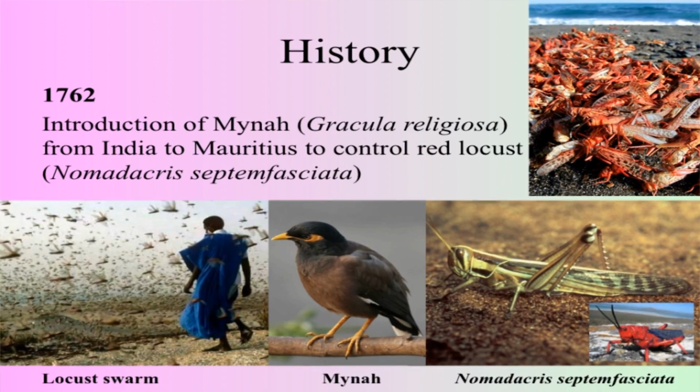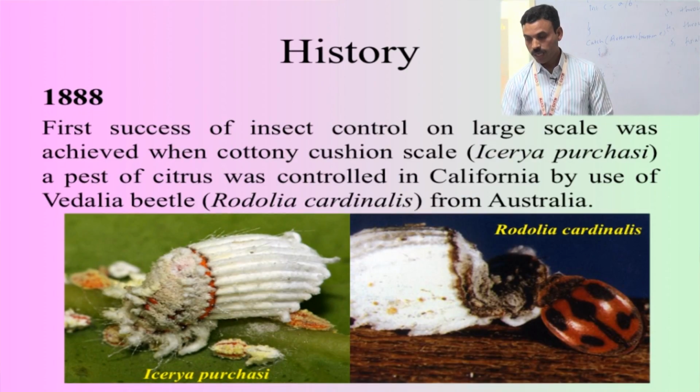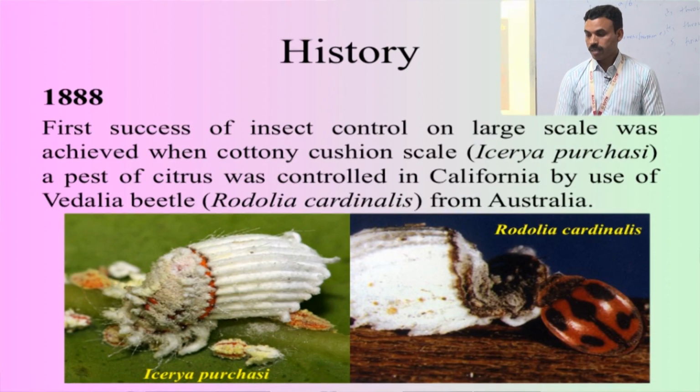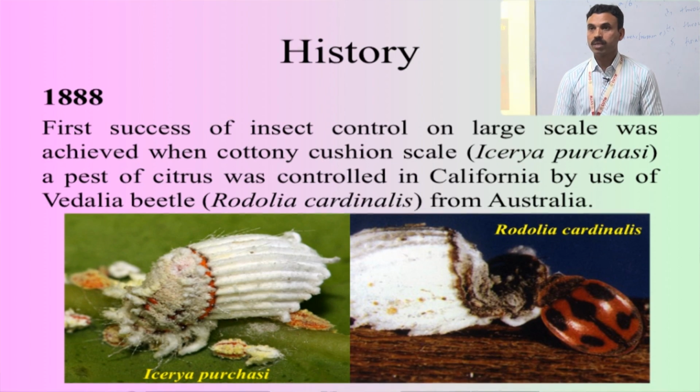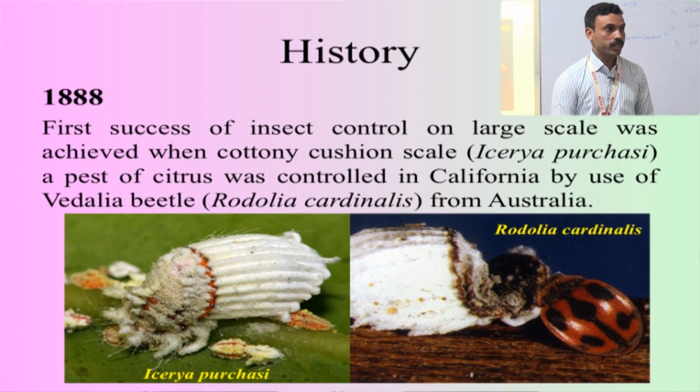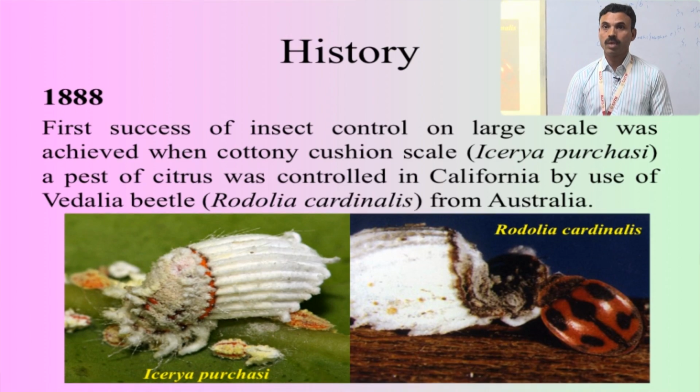In 1762, the myna was introduced for the control of red locust in Mauritius, and it was successfully controlled. In 1888, the cottony cushion scale, Icerya purchasi, was controlled by the use of the Vedalia beetle. This is one of the major successes in the history of the USA so far.